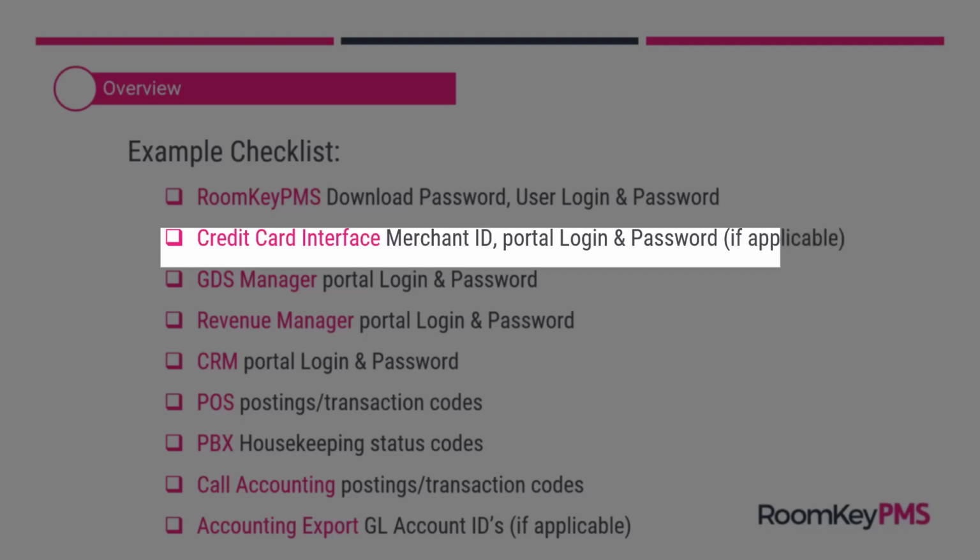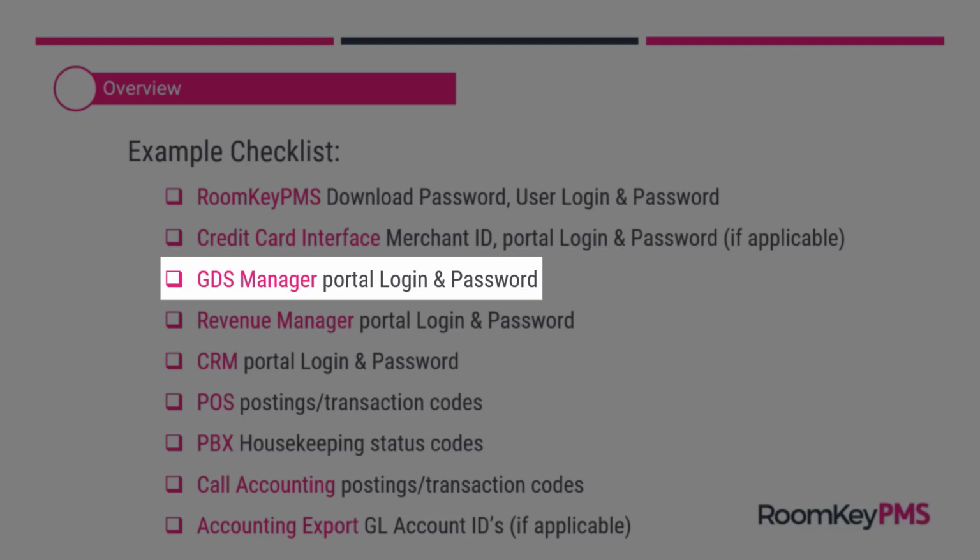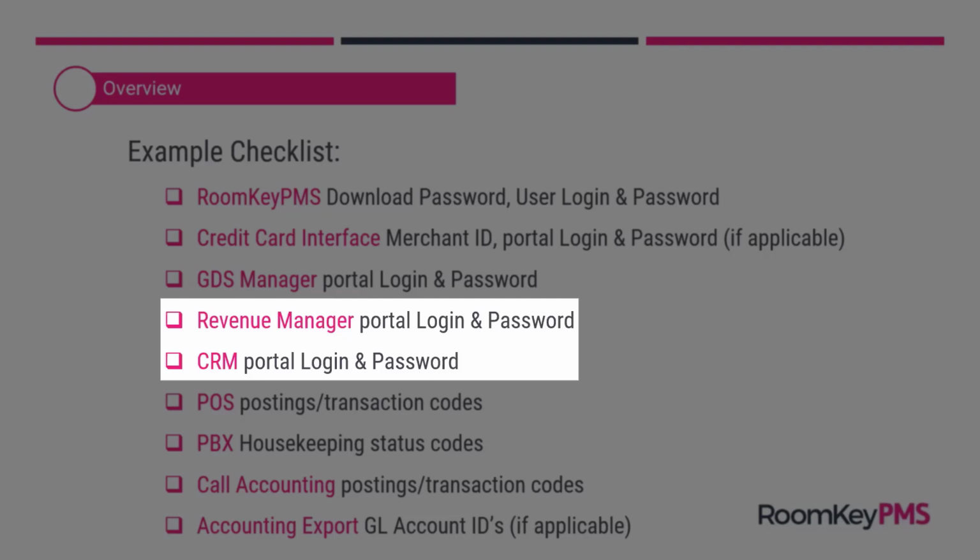If you're using any GDS connections, that could include direct connects with Expedia, Booking.com. It could also mean a channel manager like SiteMinder or any form of GDS connected portals. You need to have access to the portal. So that would be the web access to the portal or the login site. And you need to have your login and password. Likewise, if you're using any of those revenue managers or CRMs, you do need to have portal access and your login name and password for those tools on the web.